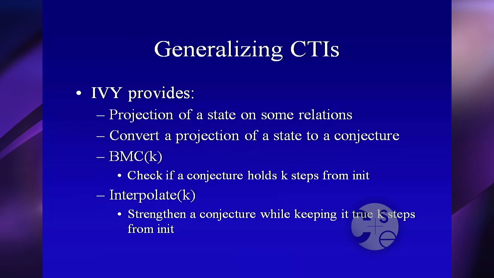So once again, we provide a projection. We convert the projection to a state. And there are these two steps that I will show you: bounded model checking, the check that the conjecture holds k times, which we already saw, and interpolation of k, which actually strengthens a conjecture while keeping it true for k steps. And both of these can be computed with a SAT solver such as Z3.